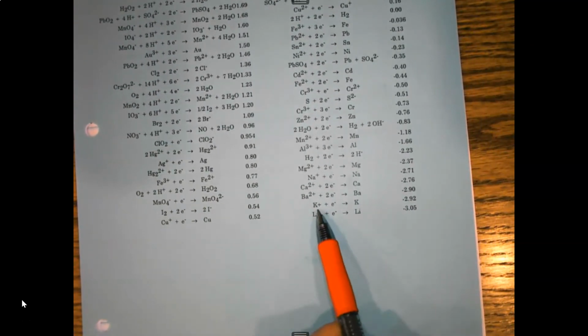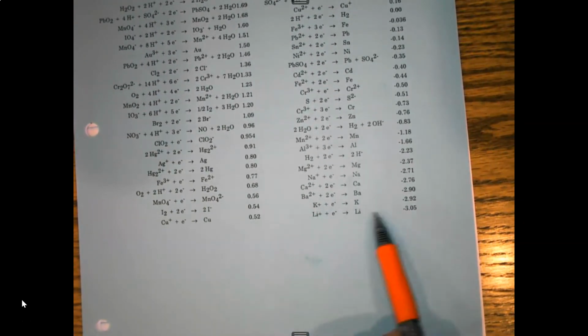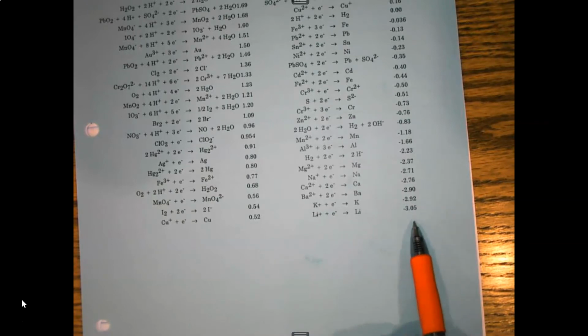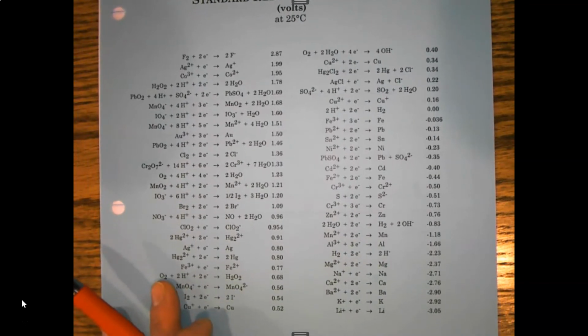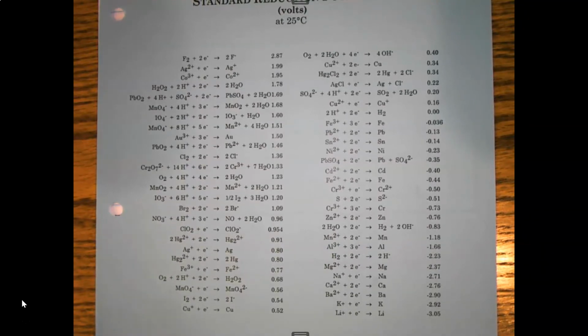And then you look at things like, all the way at the bottom here, you've got potassium and you've got lithium. They have negative voltages. So we'll talk about what that means. But basically, this is a standard reduction potential series. And the numbers that you see are the voltage associated with that half reaction. So to figure out how much voltage you get from a redox reaction, we have to combine the two half reactions and then calculate what the value is.